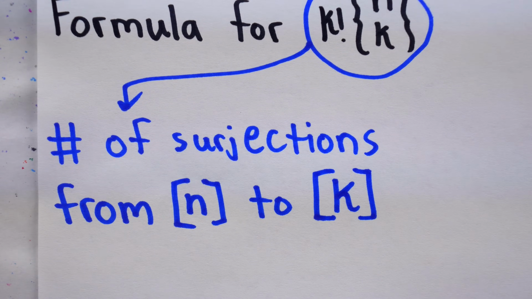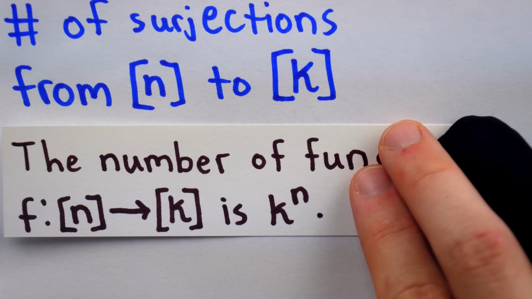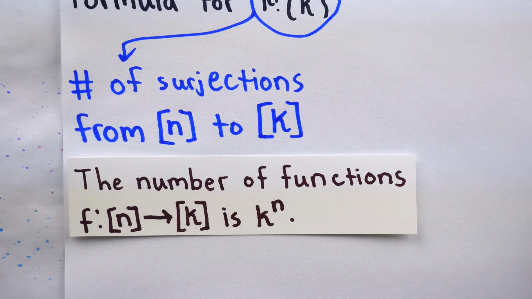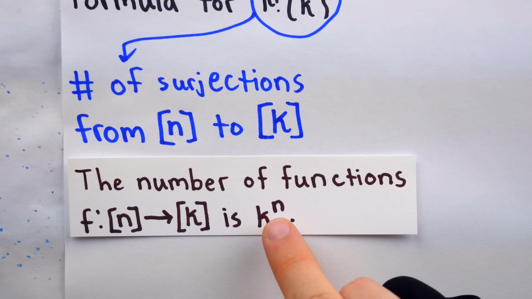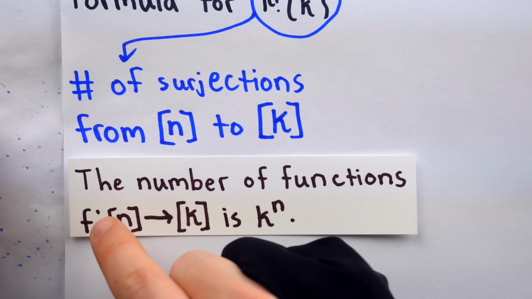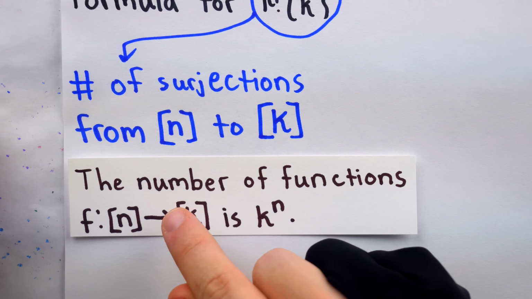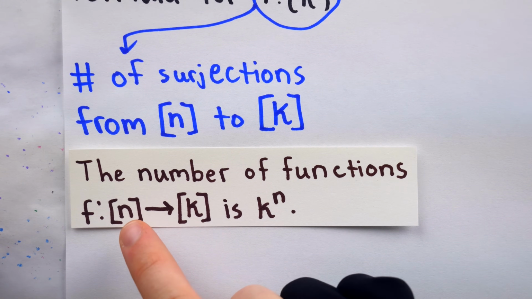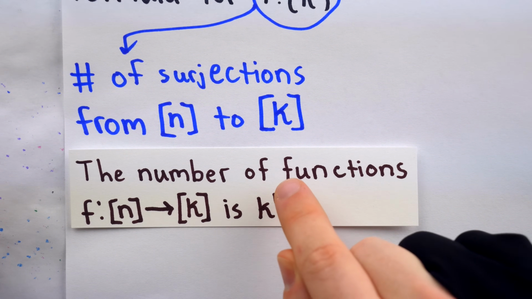It's easy enough to count the total number of functions from the set of the first n positive integers to the set of the first k. That is just k to the power of n, because each of the n elements in the domain has k choices of where to go in the codomain. Since there are k choices for n elements in the domain, the number of possible functions is k to the n.